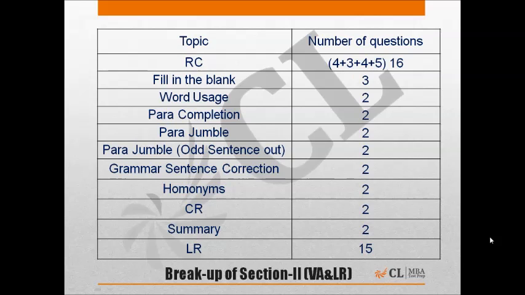There were 2 CR questions. Critical reasoning has always been an important part of the CAT paper. And then there were 2 para summary questions in which you had to sum up the paragraph or the passage which was given to you. Apart from that, as I said, we had 15 LR questions, but right there is the breakup of section 2, which had VA and LR questions.